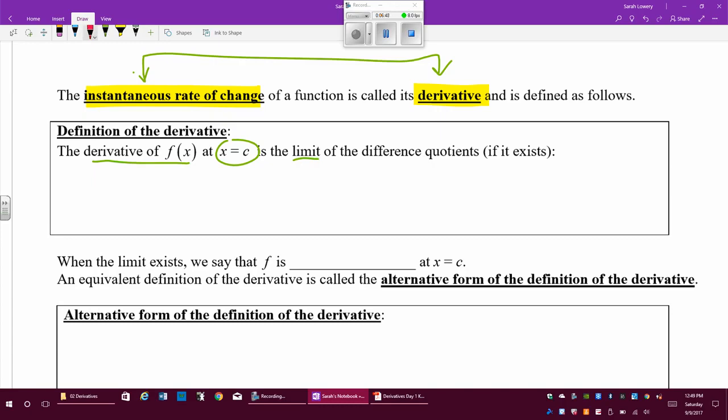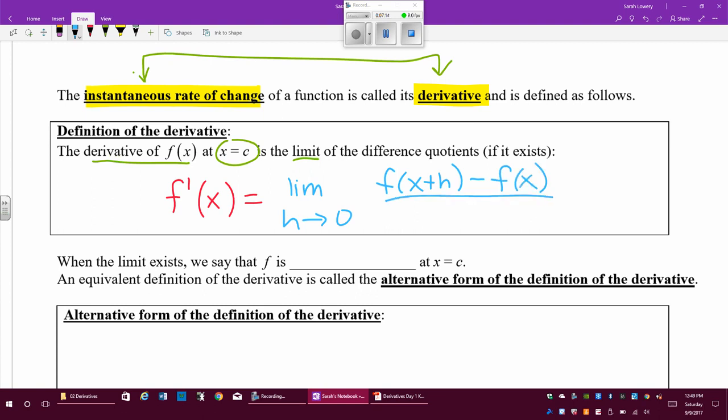Now the symbol for derivative is f prime of x. It's like an apostrophe. It's not a number one. It's an apostrophe, f prime of x. And this is defined as the limit as h approaches 0 of f of x plus h minus f of x, over h. And this should look familiar because we did this last class where x was an actual value.